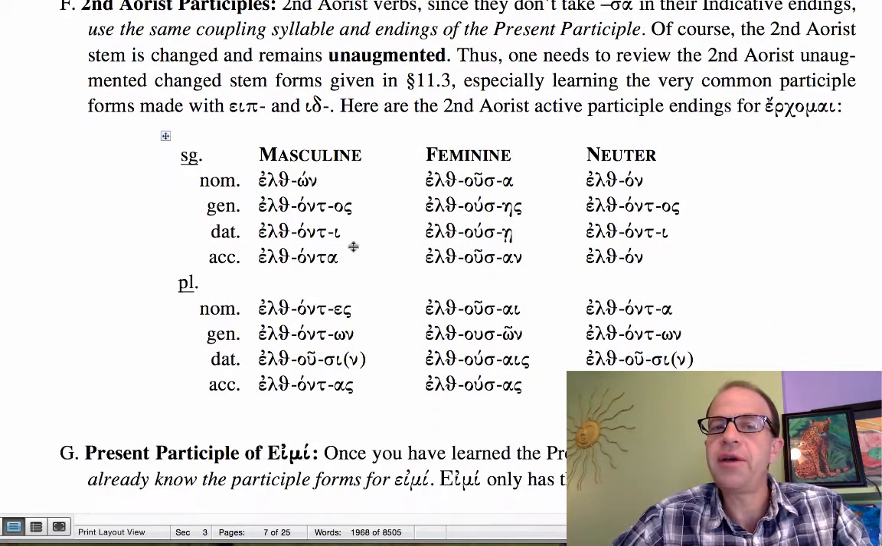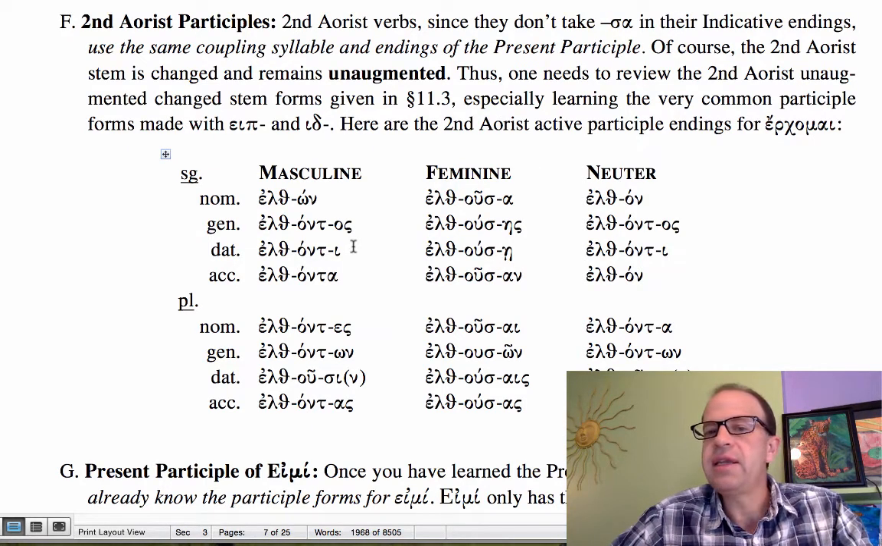Now there are second aorist formations of the participle. They don't like the sa endings, and so they will use the present endings. On, ontos, onti, onta. So this can be just a little bit tricky because you might think that you're looking at a present participle, but how will you know that you're not? You'll know that you're not because you have a change in the stem form. You've got a changed stem, which indicates third principal part, and that's just characteristic of participles.